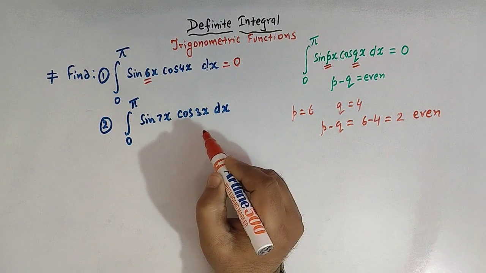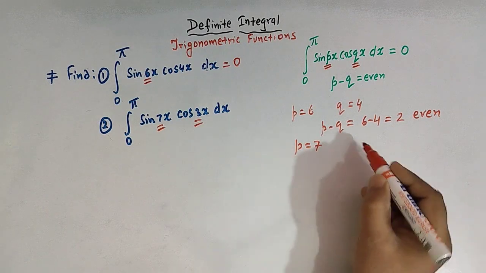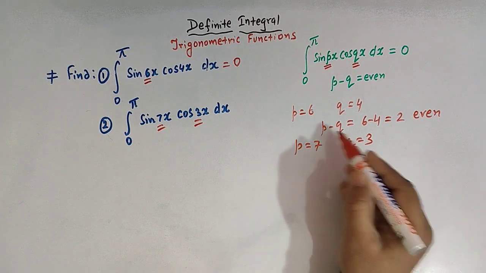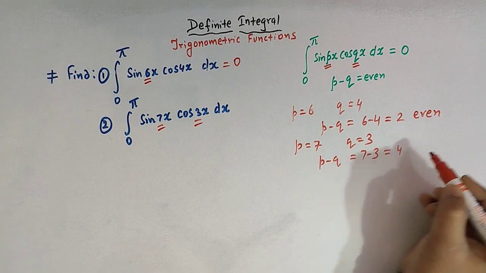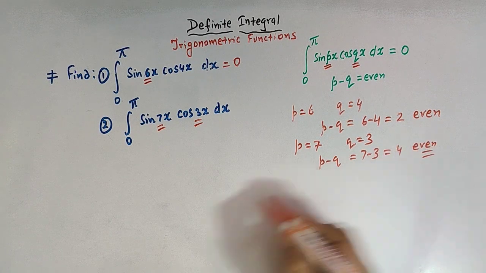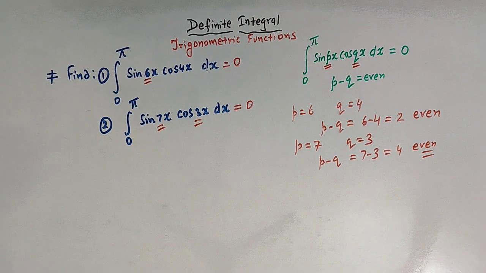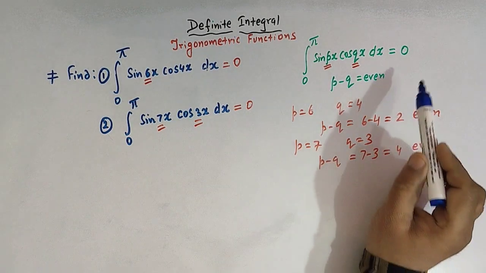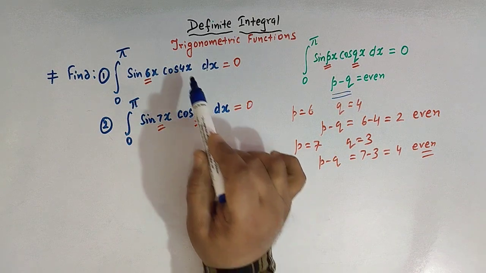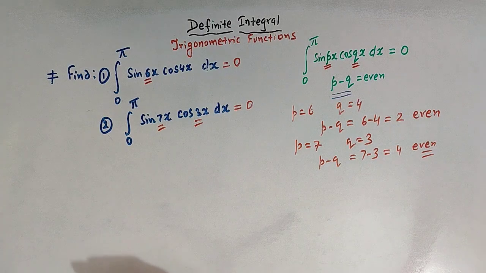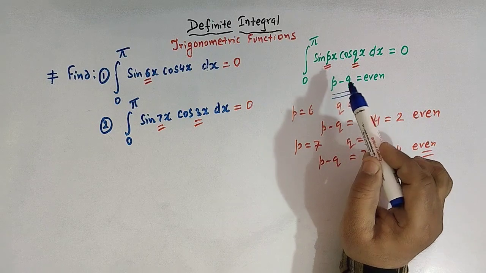And in the second integral, the value of p is 7 and the value of q is 3, and the difference p minus q is 7 minus 3, that is 4, which is also an even number. So the value of this integral is also equal to 0. This is how, by making use of this result and this condition, we can easily find the values of these two integrals.